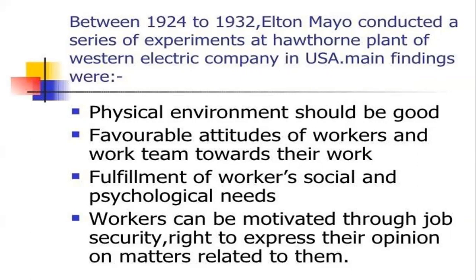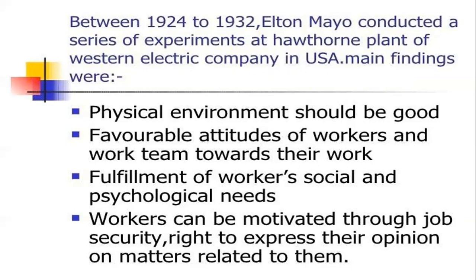If you remember, we have already studied these things, where we discussed the Hawthorne studies, isn't it? We have discussed a theory or a model under this, right? So what were the main findings? Number one, the physical environment should be good, wherein basic physical infrastructure should be given to the employees in good condition. Second, favorable attitudes of workers and the work team towards their work are very important. The attitude that matters is one which is more favorable, more conducive, more holistic and more friendly. Fulfillment of workers' social and psychological needs is very, very important.